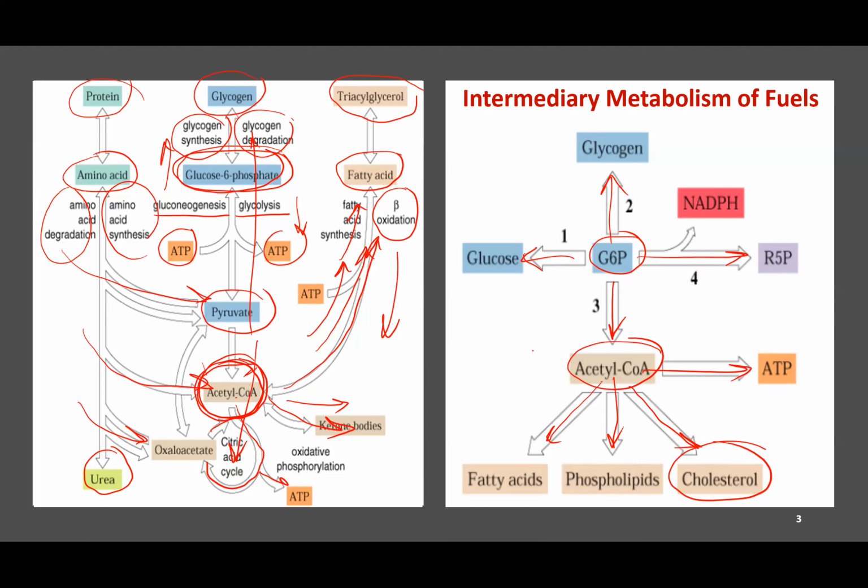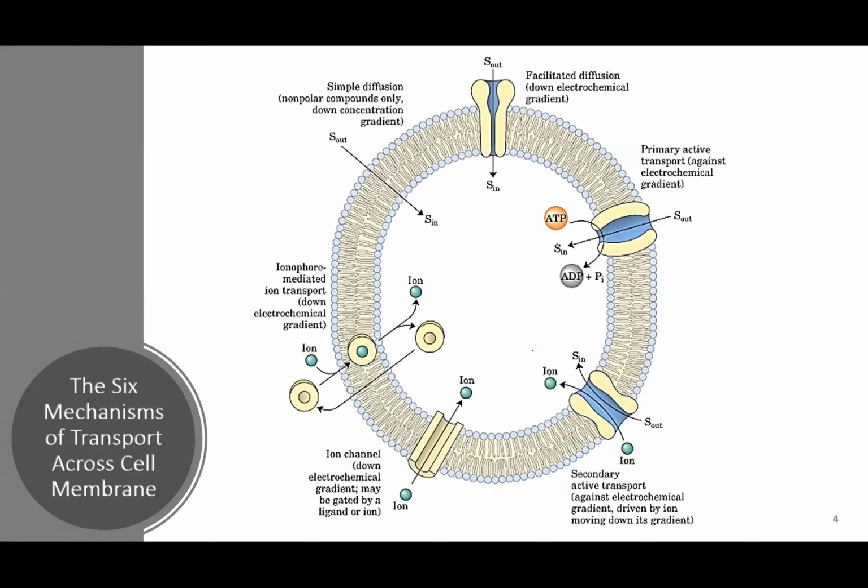Needless to say, G6P and acetyl coenzyme A form the main route through which everything is channeled. Glucose 6-phosphate will be converted into glucose or glycogen or ribose 5-phosphate or acetyl coenzyme A, depending upon the energy requirements in the cell. But in disease, what happens? Several problems occur. For the glucose to enter into the cell, it requires a passport, and that passport is the insulin. So you can see here there are different mechanisms through which molecules move across the cell membrane. The colored one here is the cell membrane.